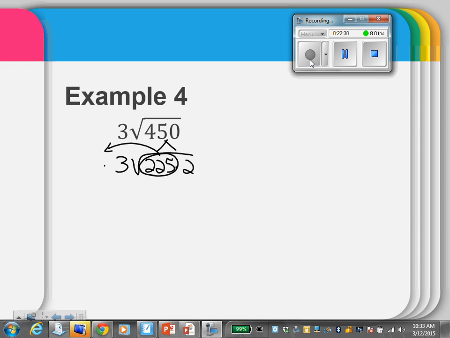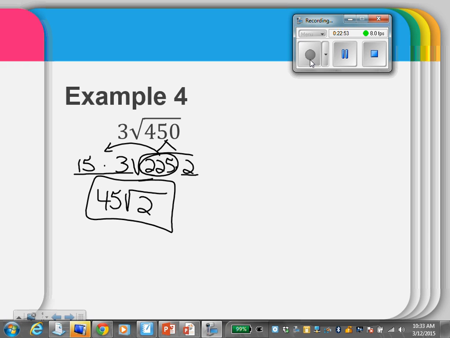The special ticket is you got to do something to it. What is it? You got to take the square root. Does that make sense? That's the ticket. You got to take the square root of it. So what should it come out as? It should come out as a 15. So 45 on the outside. What's left on the inside? 2. So the answer should be 45 times the square root of 2. Okay, very good though. Any questions?